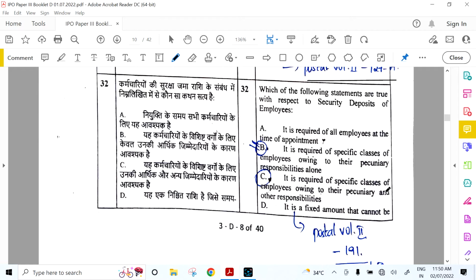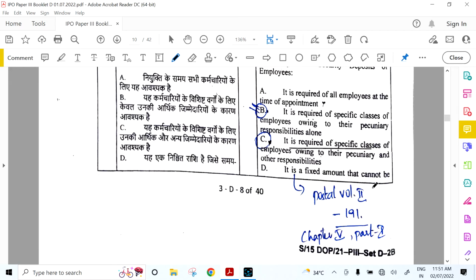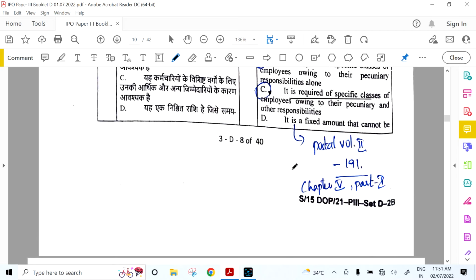Which of the following statements are true with respect to security deposits of employees? It is required of specific classes of employees owing to their pecuniary and other responsibilities. This question is from Postal Volume 2, Rule 199, and you will find it is a fixed amount that cannot be changed from time to time. It is taken from Chapter 5, Part 3.